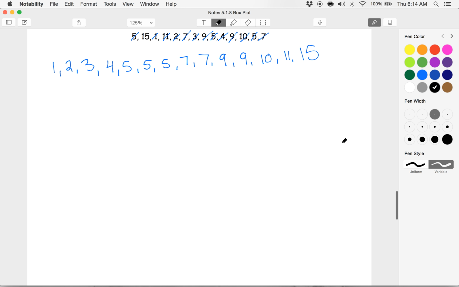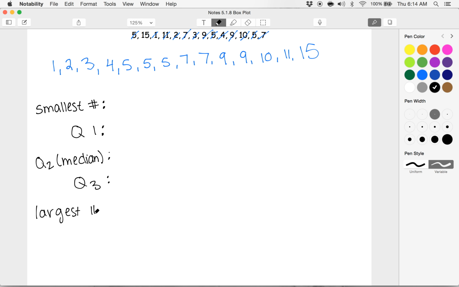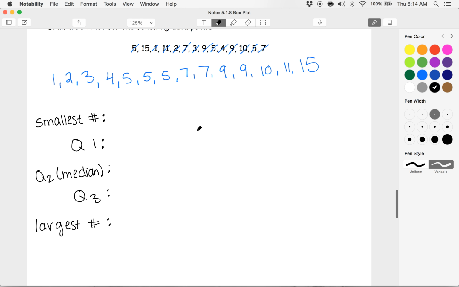Okay, here we go. I'm going to need my smallest number, quartile 1, quartile 2, which is my median, quartile 3, and my largest number. Do you have a number line? Oh, we do have a number line. Look at that. Okay. Our smallest number is 1, and my largest number is 15.